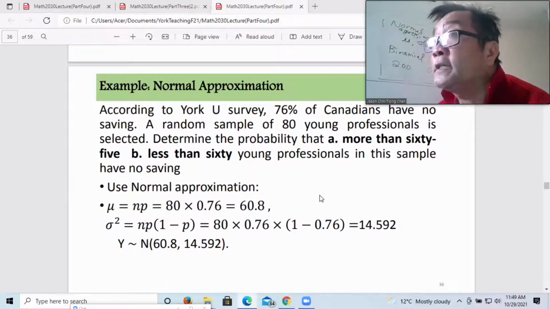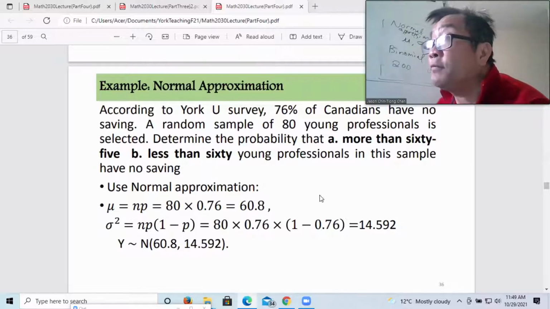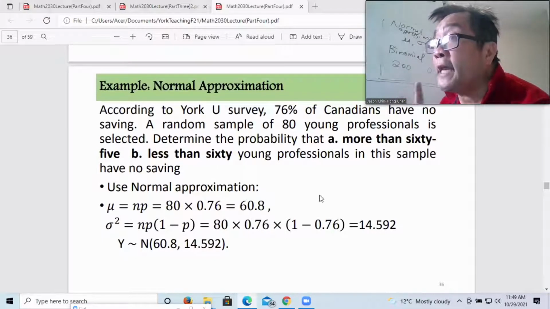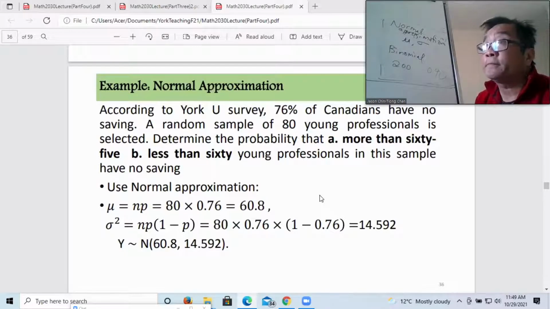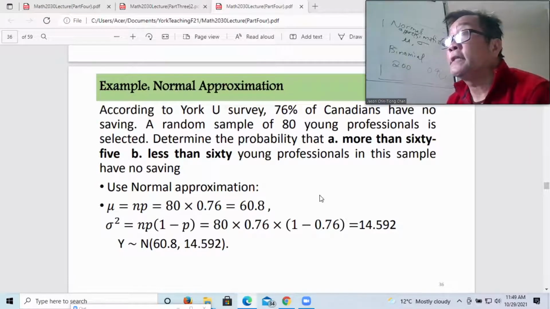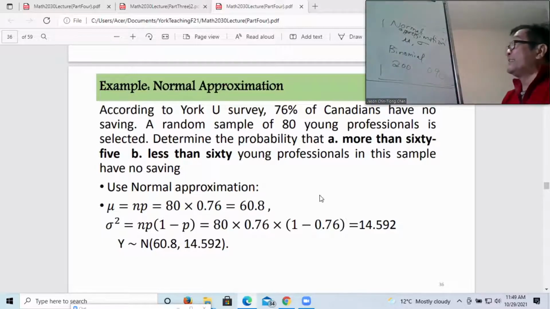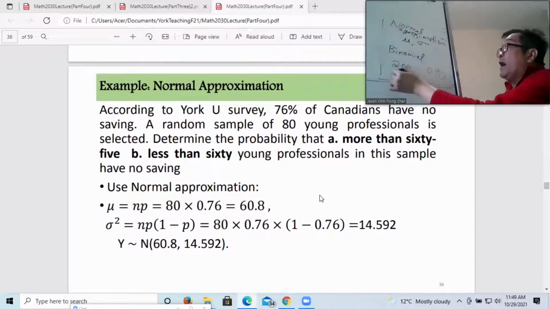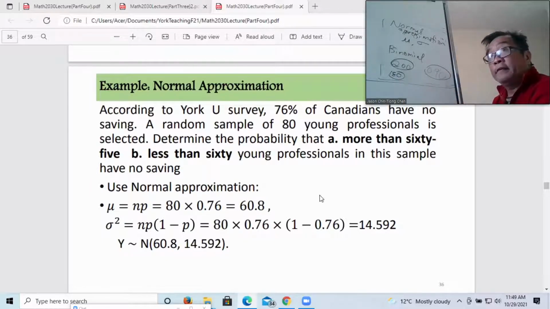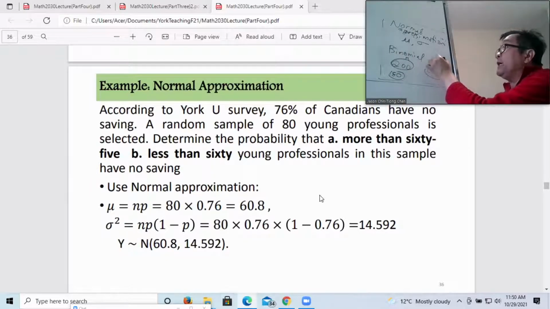Yes, what's your question, Amina? Yes, there's one student wants to ask me a question. 180, yes. How do you get 180? Yes, Amina, what's your question? I don't have one, sorry. Nothing, never mind. Okay, so 180, yes. How do you get 180? This number multiplied by this number, yes or no? Yes.